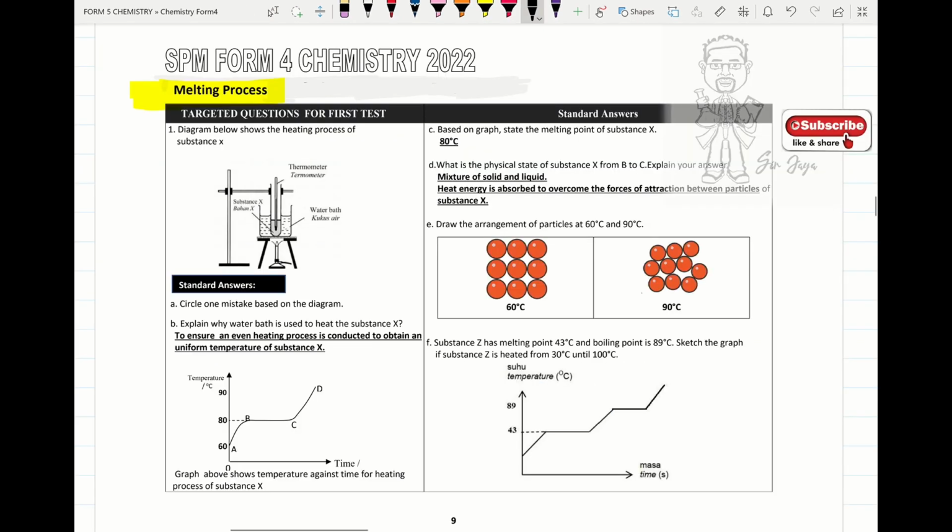All right, move on to the melting process. Please check the diagram given here. The diagram below shows the heating process of substance X, and please remember that in the melting process, solid is changing into liquid. In this process, we use a water bath to ensure an even heating process to obtain a uniform temperature. Circle one mistake in this diagram. The base of the boiling tube touches the base of the beaker. This should not touch the base of the beaker.